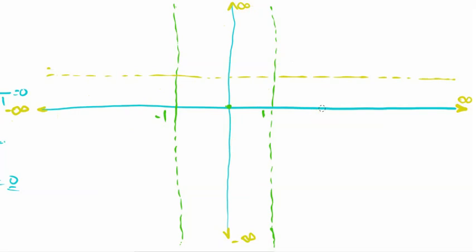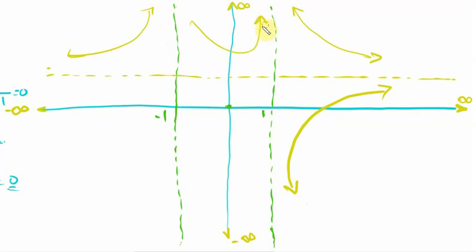Now I'm left with a question. Where's my graph? Is it here, or is it located there, or is it located there? Is it here? Is it there? Or is it there? The answer to that is I don't know.